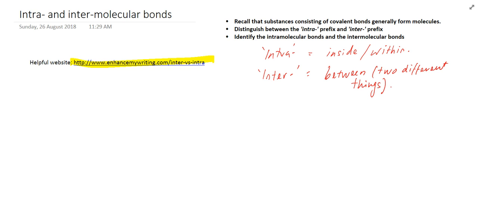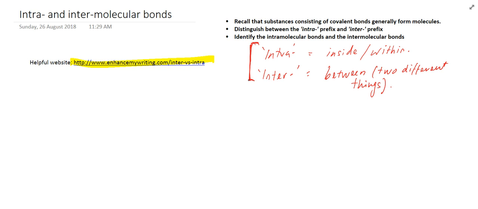Now interstate as well, when we talk about interstate, we're talking about going from or being in one state and then going to another state. So when we go interstate, we go from one state to another. So we're traveling between the two states. So hopefully I've shown you how to distinguish the two. I would say actually the best way to distinguish the two, like I've just done, is to think of examples of words that begin with those two prefixes.